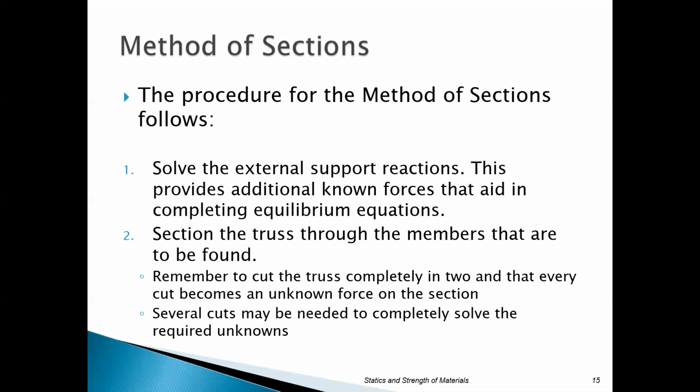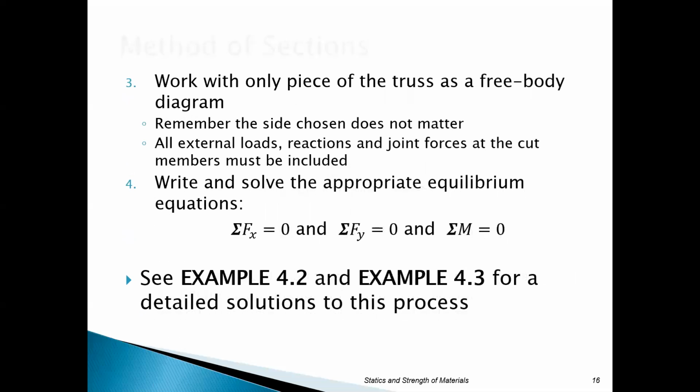Several cuts may need to be solved to find all of the unknowns. So it's not unusual to maybe do one or two sections on a problem. And the good news is you've already solved the reactions, so you just keep using that information. So it's not like you have to reinvent that every time. So you work with only a piece of the truss as a free body diagram. So what that's saying is when you create the free body diagram, you don't work on both free body diagrams. We had the left side and we had the right side. We just do the one side.